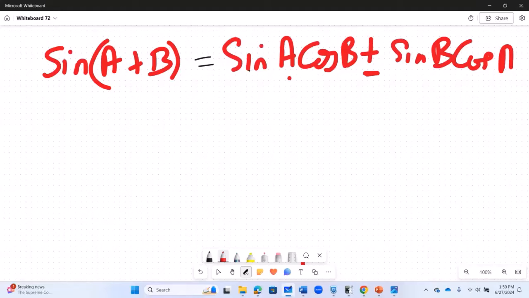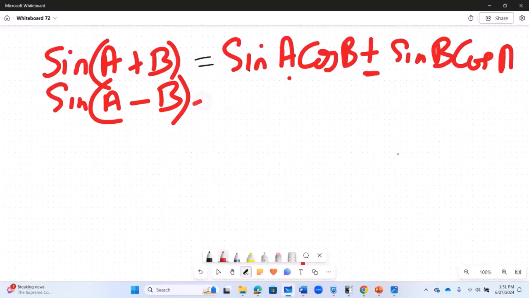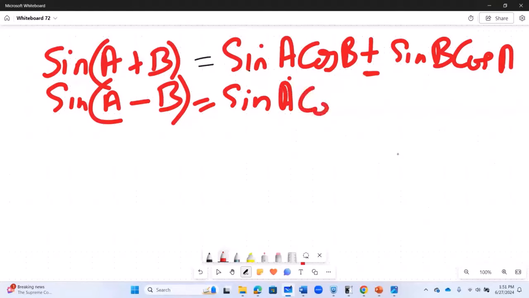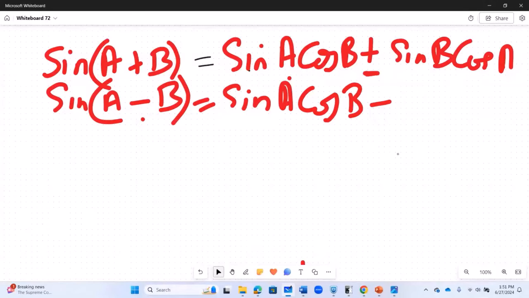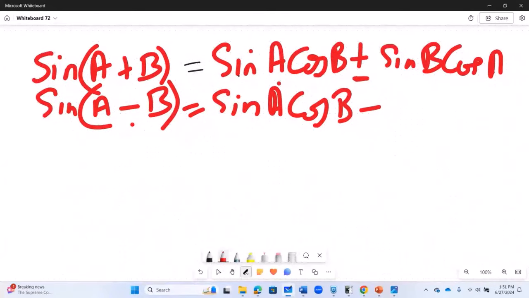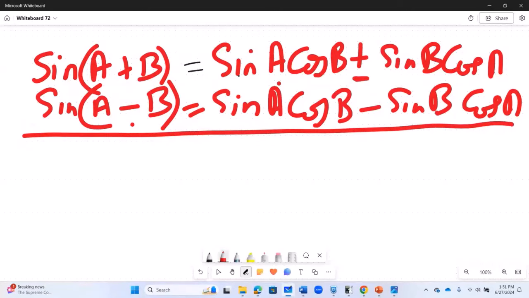What about sine A minus B? Sine A minus B, this is called the sum and difference identity. Then I have sine A cos B minus, note that minus is here, minus is also here, and then we have sine B cos A. Note that they're not the same because it's switched. Okay, well, this is about sine. The sum and difference identity for sine is that.